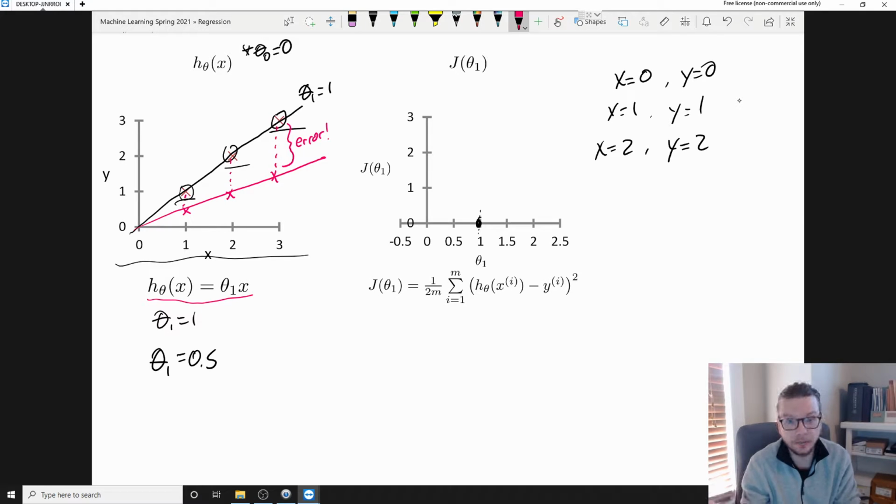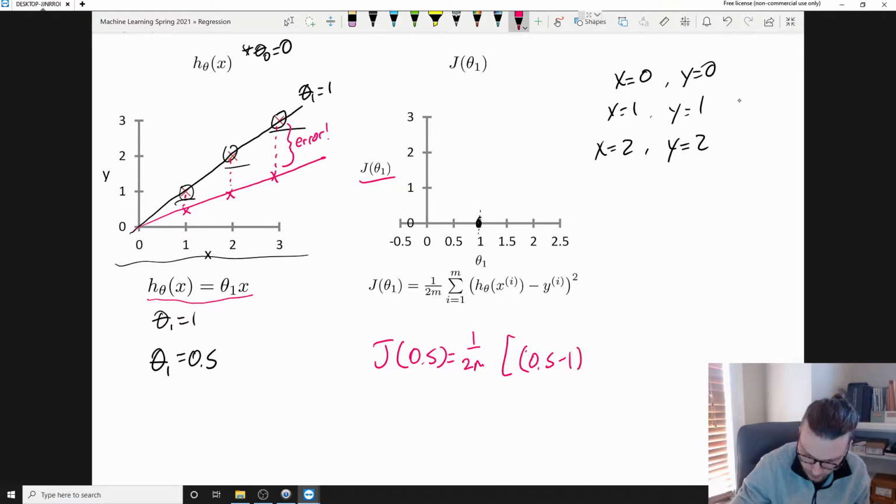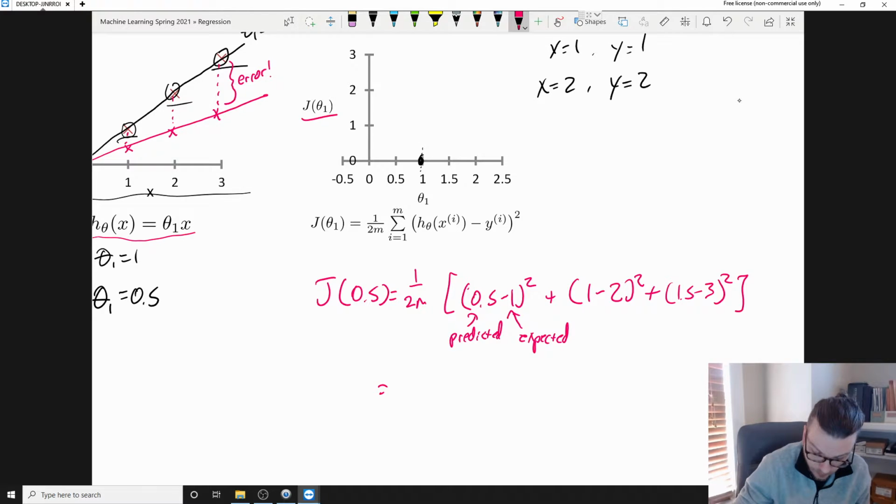We can hop over to our other graph that's graphing loss, that's graphing J. So J of 0.5 is going to equal 1 over 2m, where m in this case is 3, times (0.5 minus 1) squared, where this is predicted and this is expected, plus (1 minus 2) squared, plus (1.5 minus 3) squared. And this will end up being our total loss, our J value. So that's going to be 1 over 6, if we calculate everything out, times 3.5, which is roughly equal to 0.58.